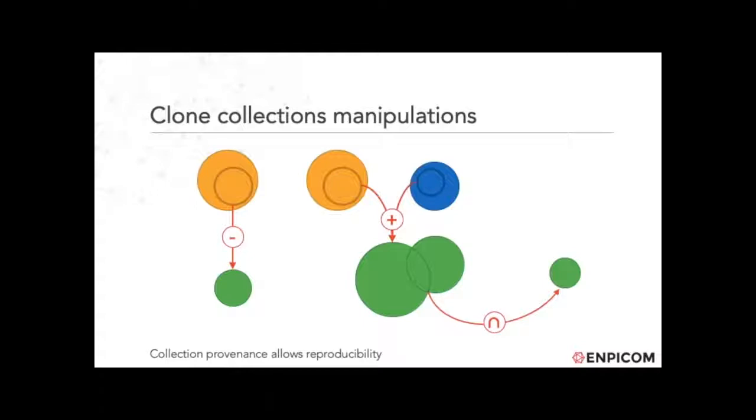So you can start saying, okay, I have sample yellow, sample blue. I'm going to subset the two samples for QC, then join the two samples together in a larger collection, then intersect that collection with another one, and take just the intersection and move it along in the analysis. So this is the first concept: the concept of a clone collection.